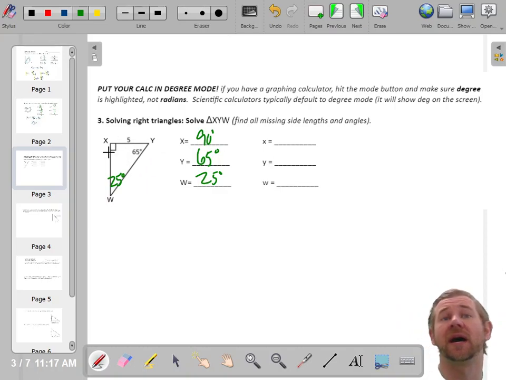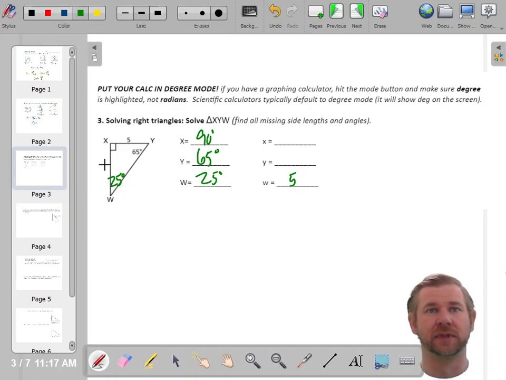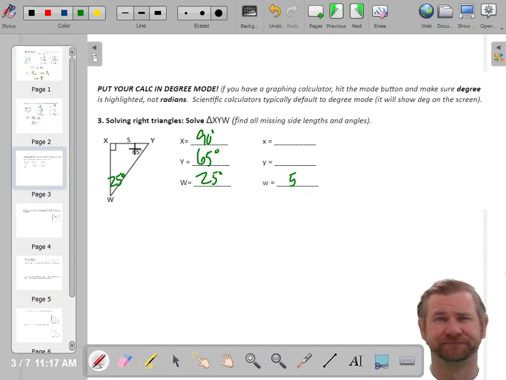All I know, xy is little w, that's 5, and that's because big W is opposite little w. Little y is opposite big Y. Let's do a trig function here to find this one. So to find this missing side, I'm going to use the 65 and the 5. So that would be opposite. This is opposite, and this is the adjacent side.